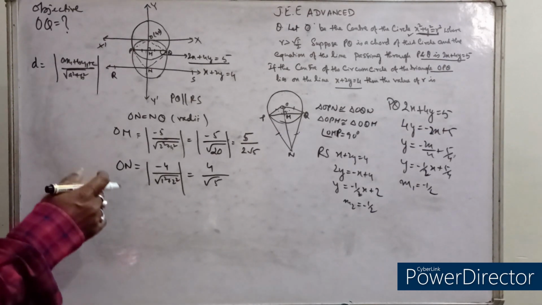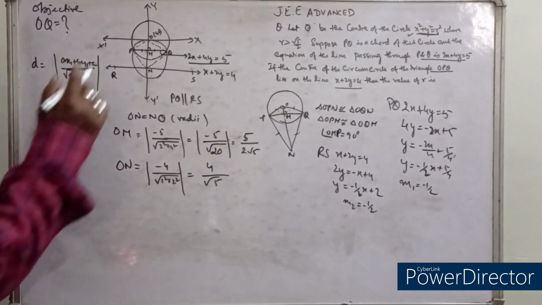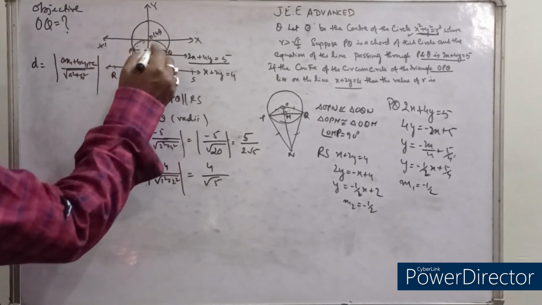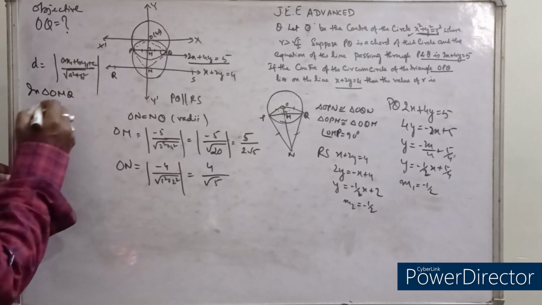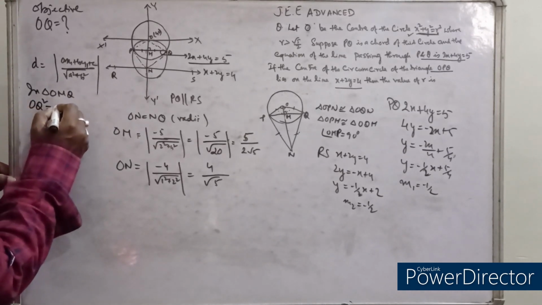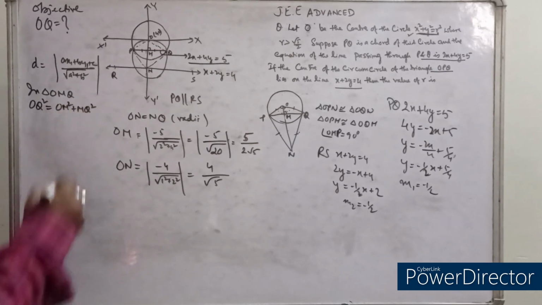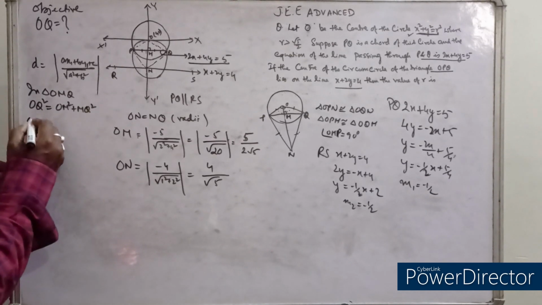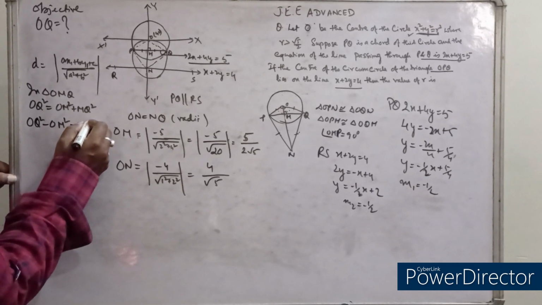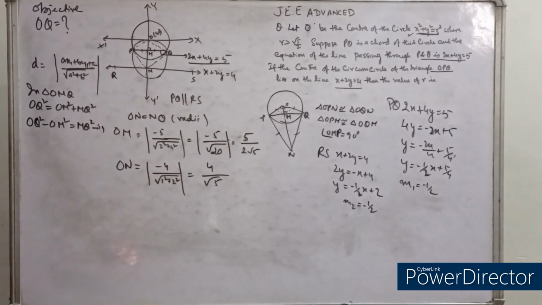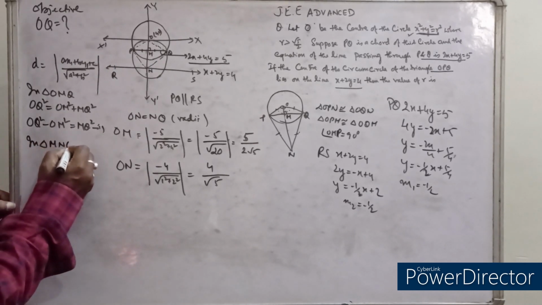Now, here you see one thing: in triangle OMQ, your OQ square is equal to OM square plus MQ square. This is your MQ square. So here OQ square minus OM square will be equal to MQ square. This is equation 1.